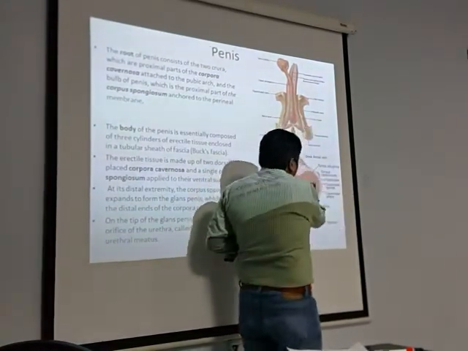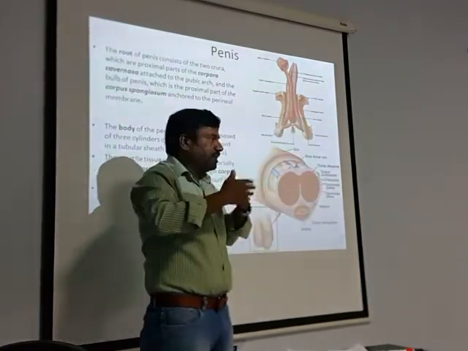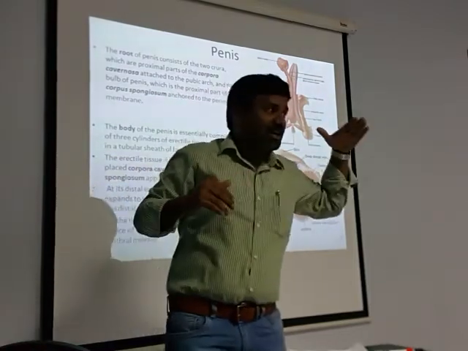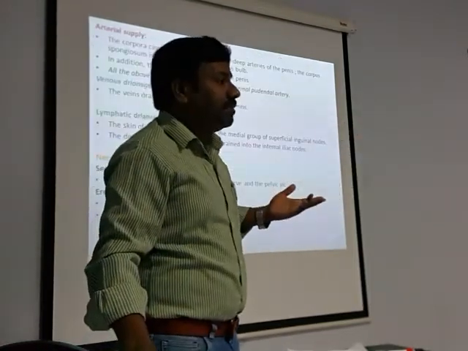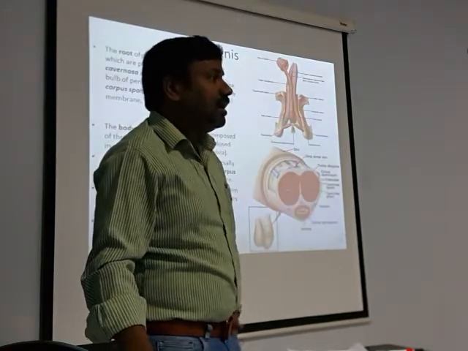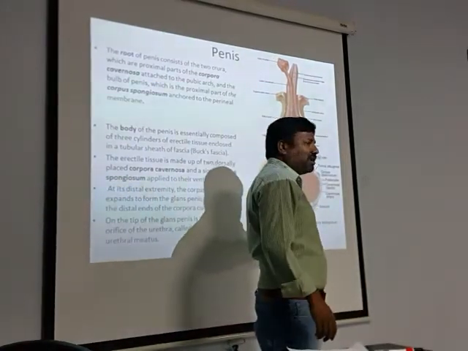At the core you have the deep arteries. Above that you have the other arteries which will be supplying the skin, the glans, all the parts. So that is called the dorsal arteries of the penis. The dorsal artery of the penis, and the deep arteries of the penis. A separate set of arteries will be there, which are not of much importance.